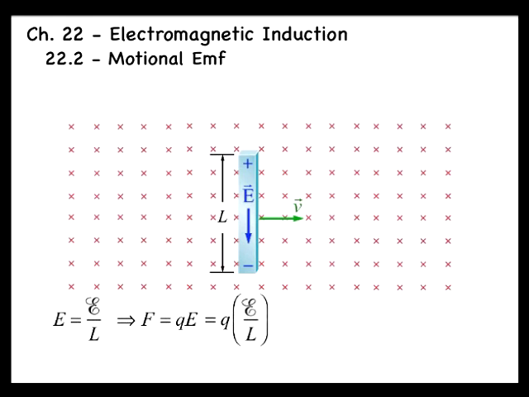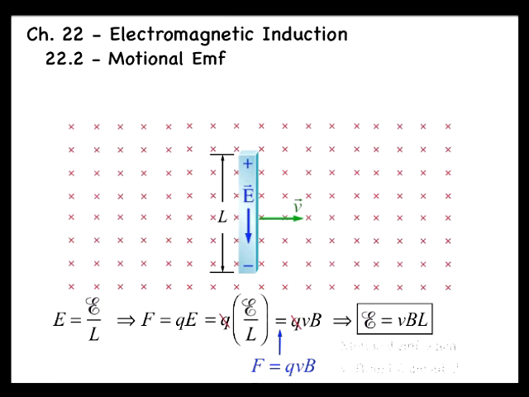According to equation 21.1, the magnitude of the magnetic force is equal to BQv sine theta, where theta is the angle between the magnetic field and velocity vectors. In our case, theta equals 90 degrees because the charge Q moves perpendicular to the magnetic field, and the sine of 90 degrees is equal to 1. Since these two forces balance, we have Q times the EMF divided by L equals QvB. The Q's cancel, and the EMF is equal to vBL. This is the motional EMF when v, B, and L are all mutually perpendicular.